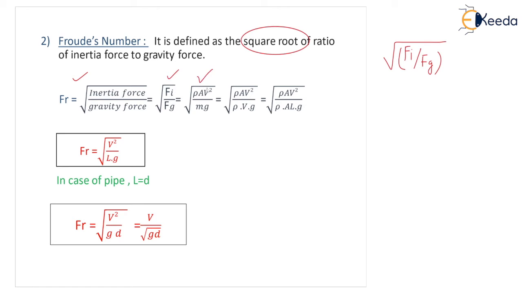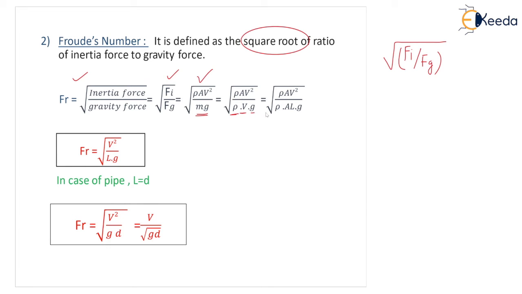Fi is always rho A V square, you know that. And what is Fg? Gravitational force, mass into acceleration due to gravity, mg. Again, mass is written as density into volume, into acceleration due to gravity.